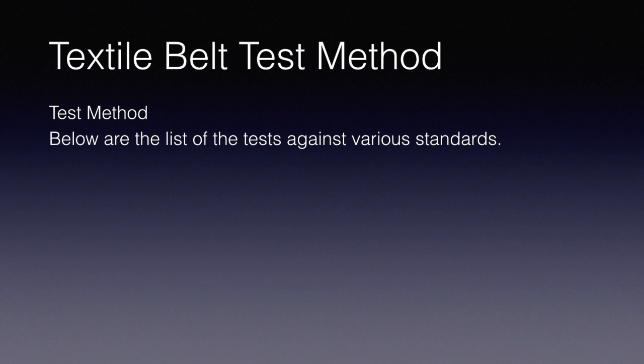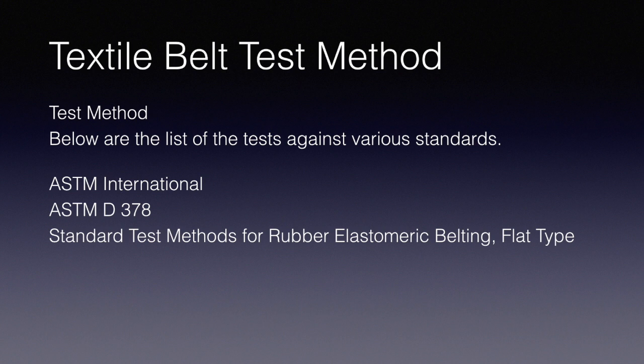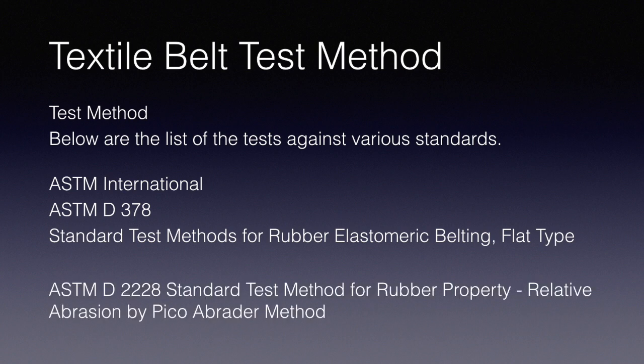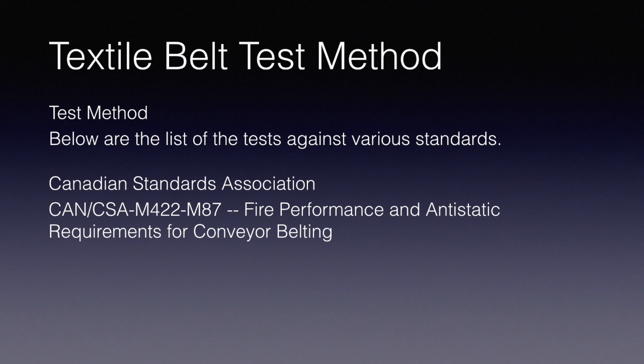Textile belt test method. Below is the list of the tests against various standards. ASTM International: ASTM D378, standard test methods for rubber elastomeric belting, flat type. ASTM D2228, standard test method for rubber property, relative abrasion by Pico abrader method. Canadian Standards Association: CAN/CSA-M422-M87, fire performance and anti-static requirements for conveyor belting.